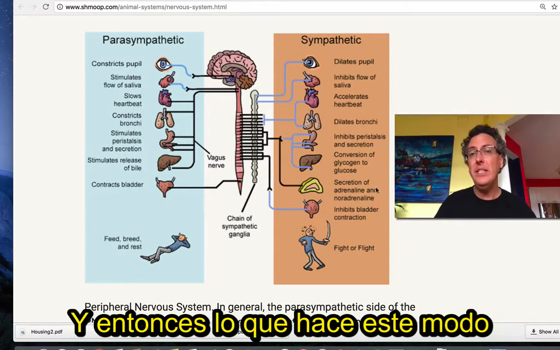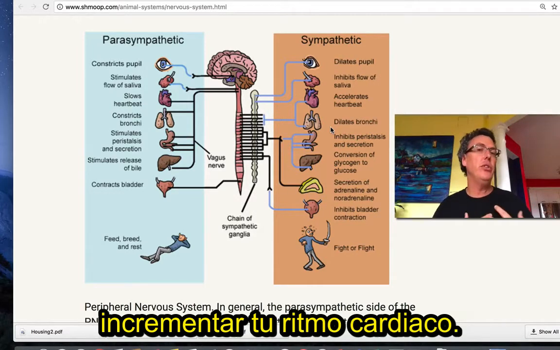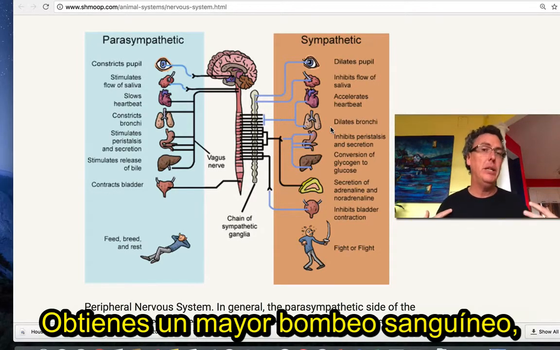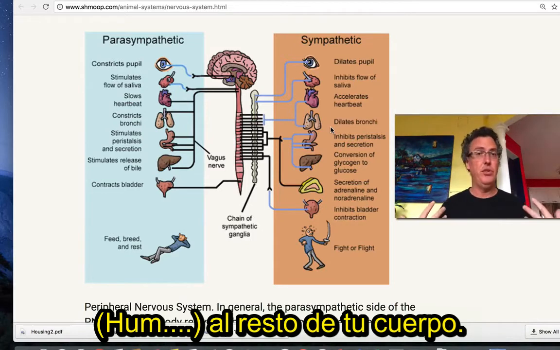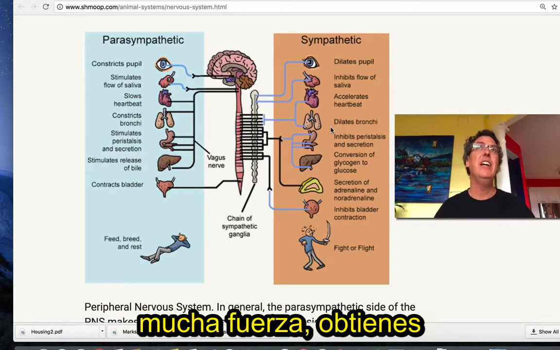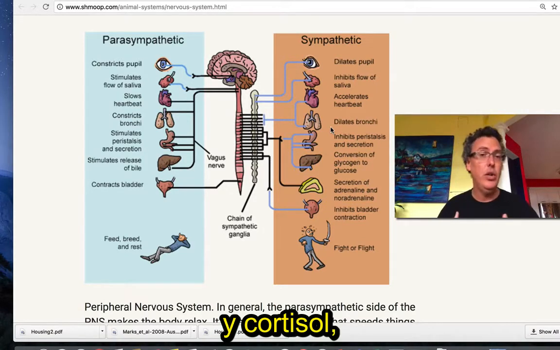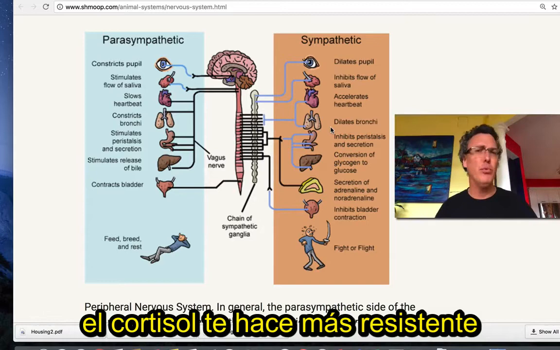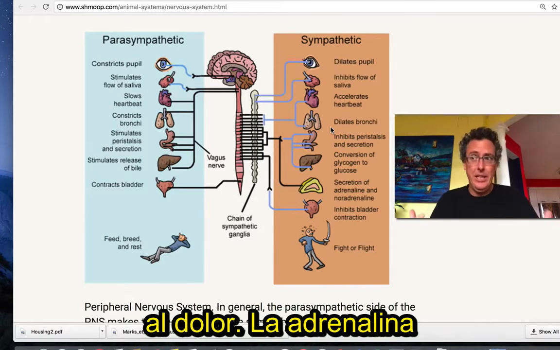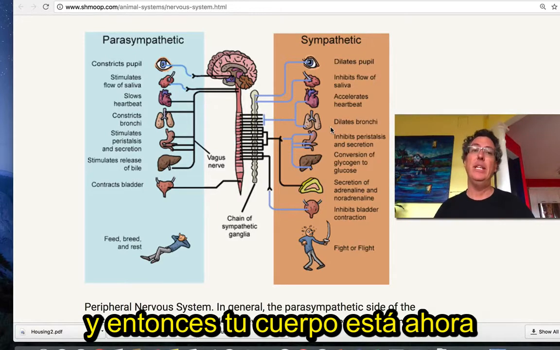And so what this mode does, by increasing your respiration and your heart rate, is get more blood pumped to the rest of your body. So your muscles get lots of oxygen, lots of strength. You get adrenaline released into your system, and cortisol. Cortisol makes you more resistant to pain. Adrenaline makes you ready for action. And so your body is now in this mode.